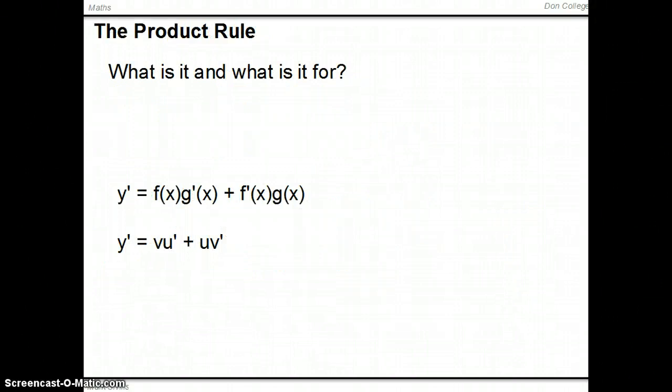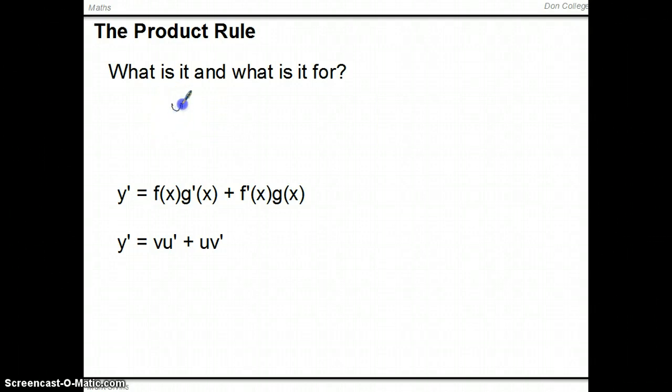Now, the product rule, what is it and what is it for? Well, there are two ways that we can write it down here. This one here is the one that's on the Maths Methods formula sheet, though this is an alternative one that I'm going to show you how to use, and is a bit cleaner and simpler. Now, basically, what is it for? It enables us to differentiate functions that are made up of two functions multiplied together.